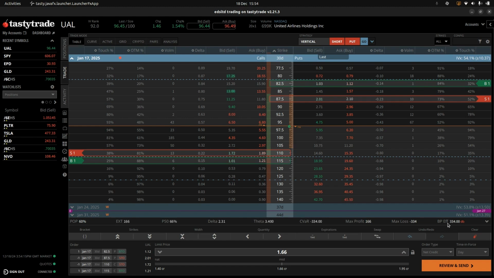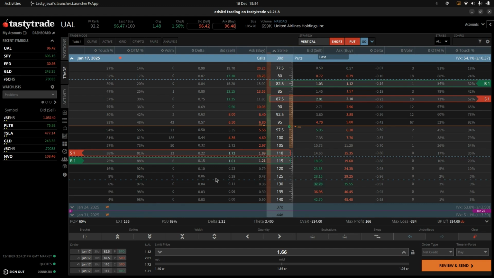Everything is still the same. It's just that now we take less risk, we collect less premium on entry, but we take less risk and we have slightly lower probabilities of success. That's the trade-off for not having an unlimited max loss.